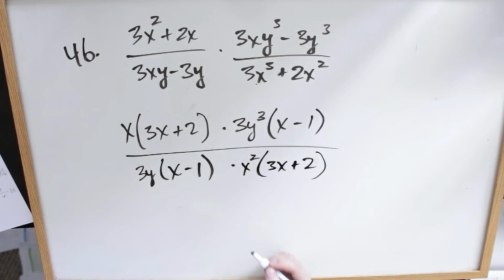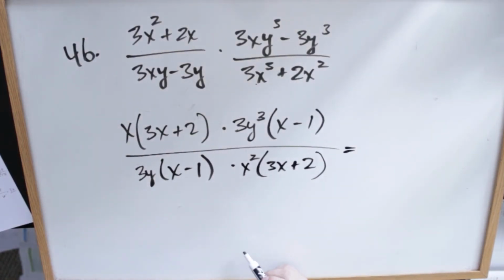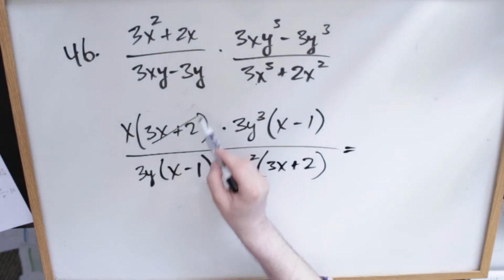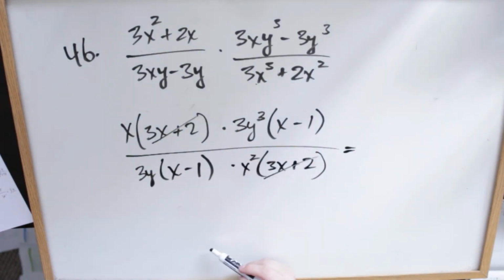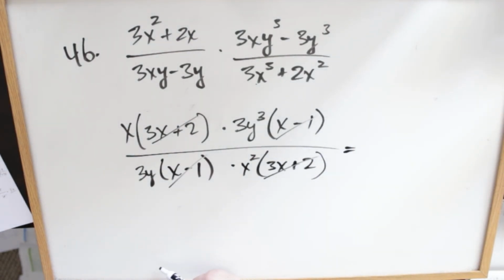So now look what happens. We have this all as a single fraction. I've got the 3x plus 2 and the 3x plus 2, those go away. The x minus 1 and the x minus 1, those go away. I'm going to rewrite this out, okay?